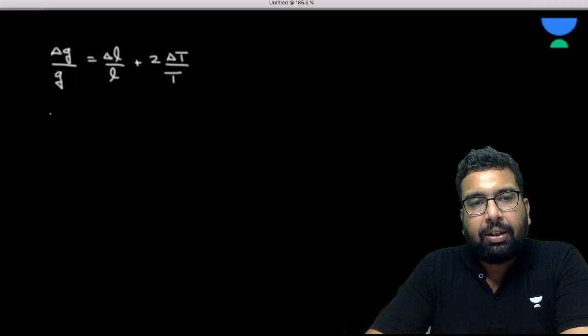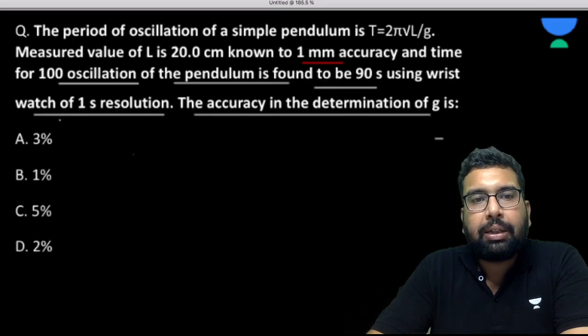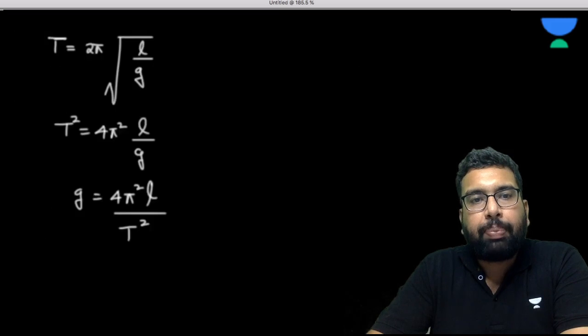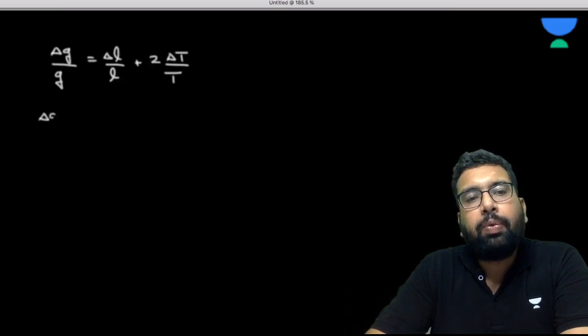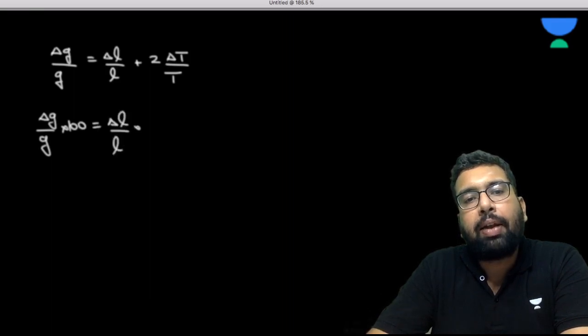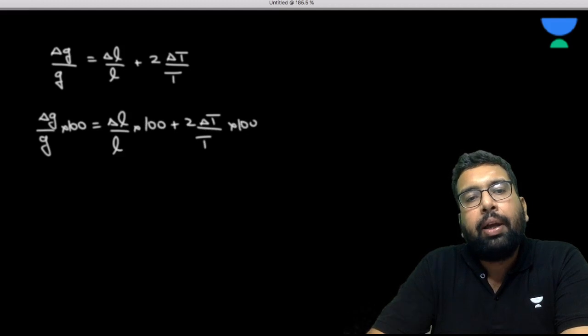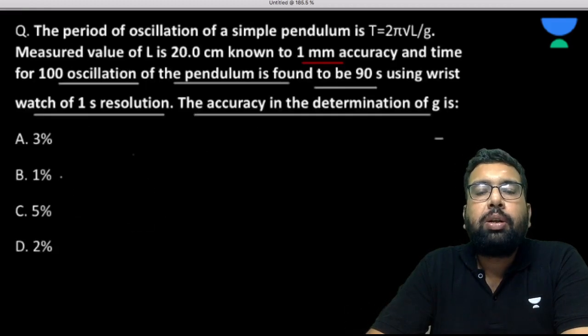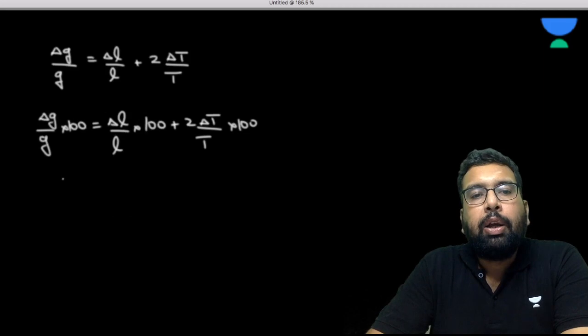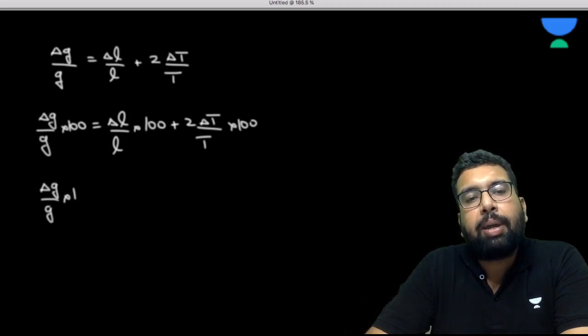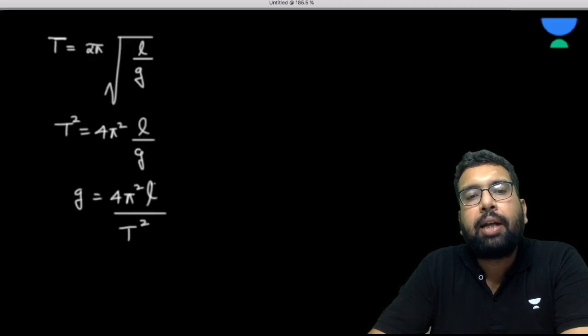Now we have to find it in percentage, so we can multiply 100 to every term of this whole equation. This is going to be delta L by L into 100 plus 2 times delta T by T into 100. This delta g by g into 100 is the percentage error in the gravity.